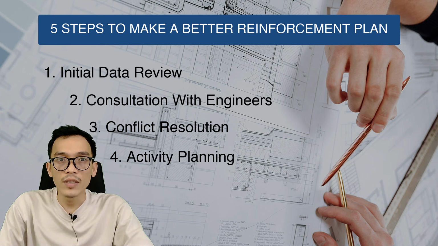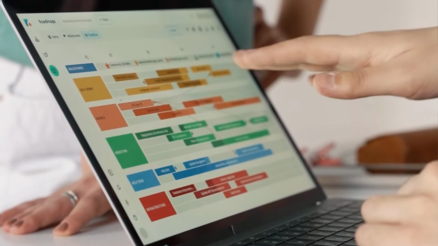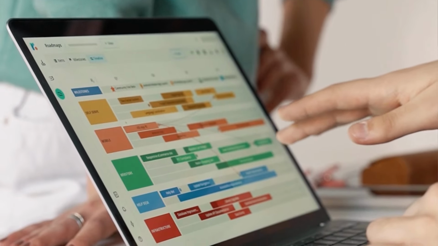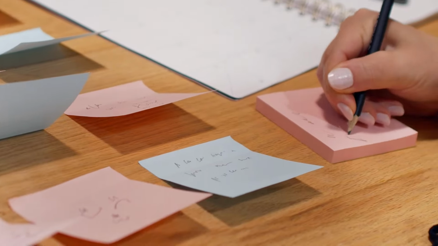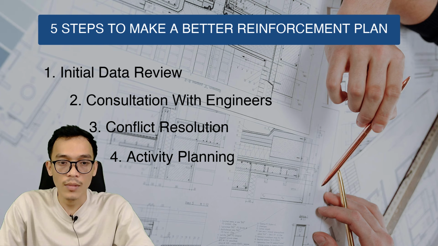Step 4. Activity planning. Prioritize and segment the reinforcement plan for efficient execution. A systematic approach, including interim checks, prevents errors from snowballing, especially in complex plans.